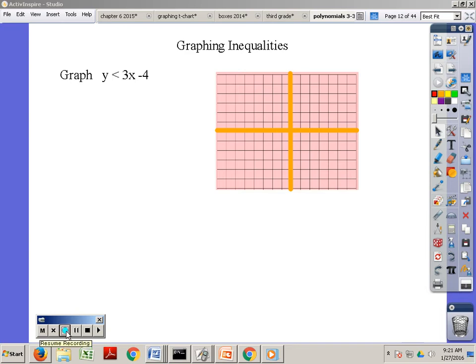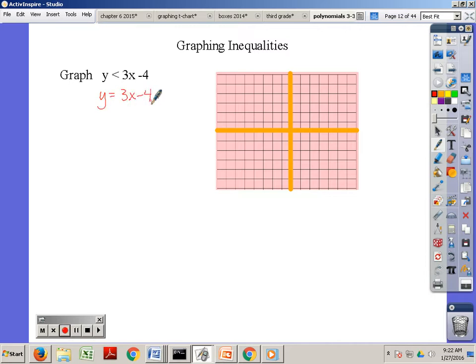Okay, you've been graphing lines. Now it's time to combine that and graph inequalities. So we're going to graph the inequality y is less than 3x minus 4. So we know how to graph the line y equals 3x minus 4. So that's where we're going to start.